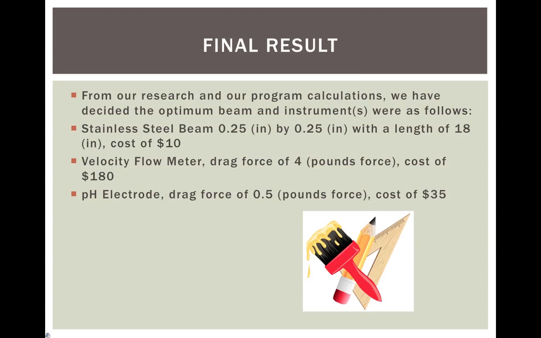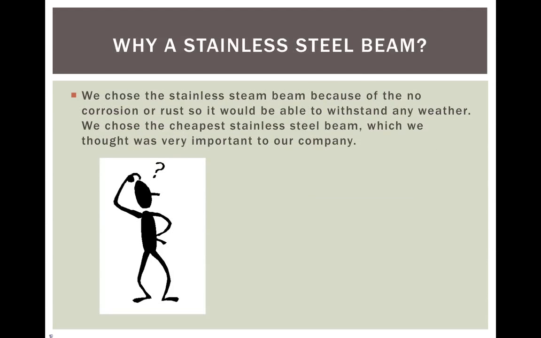And we did not decide to include a third instrument because of the cost and the higher drag force, because the velocity flow meter already has a higher drag force, so we took that into consideration. We chose the stainless steel beam because of the no corrosion or rust, so it would be able to withstand any weather. And we chose the cheapest stainless steel beam, which we thought was very important to our company, seeing as we have some limited funding.